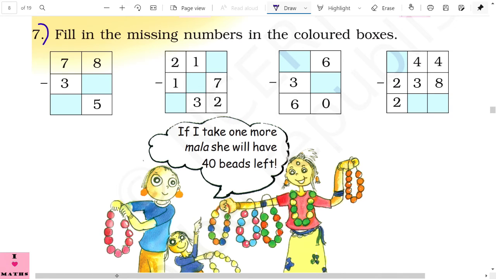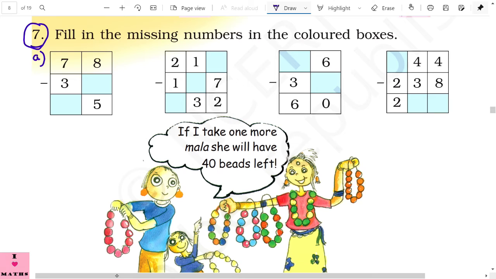In this question number 7, let us fill in the missing number in the colored boxes. Now children, you have to do it very, very carefully. You have to use your knowledge that addition and subtraction are opposite of each other. This knowledge you have to use and then do it. Now I will start with this sum.